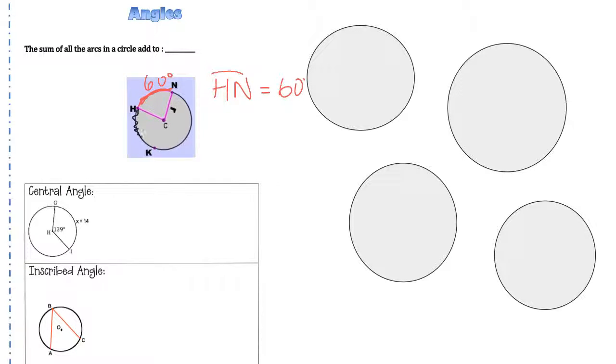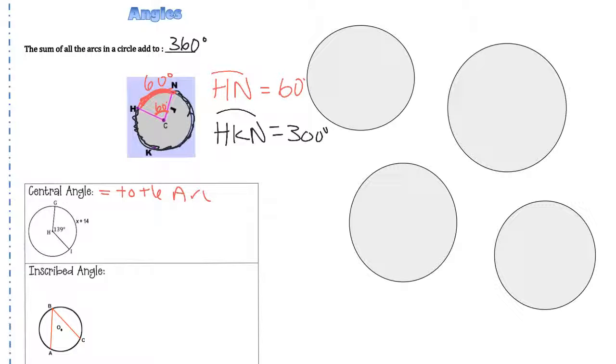So if that arc is 60 degrees, the rest of the circle, the black arc here, H to K to N, is 300 degrees, because in a full circle, we need to have 360 degrees. And 60, that red piece, plus the black piece is 360. Now, we also see that there's a central angle here. If this arc is 60 degrees, this angle is also 60 degrees. So central angles are equal to the arc they intersect.